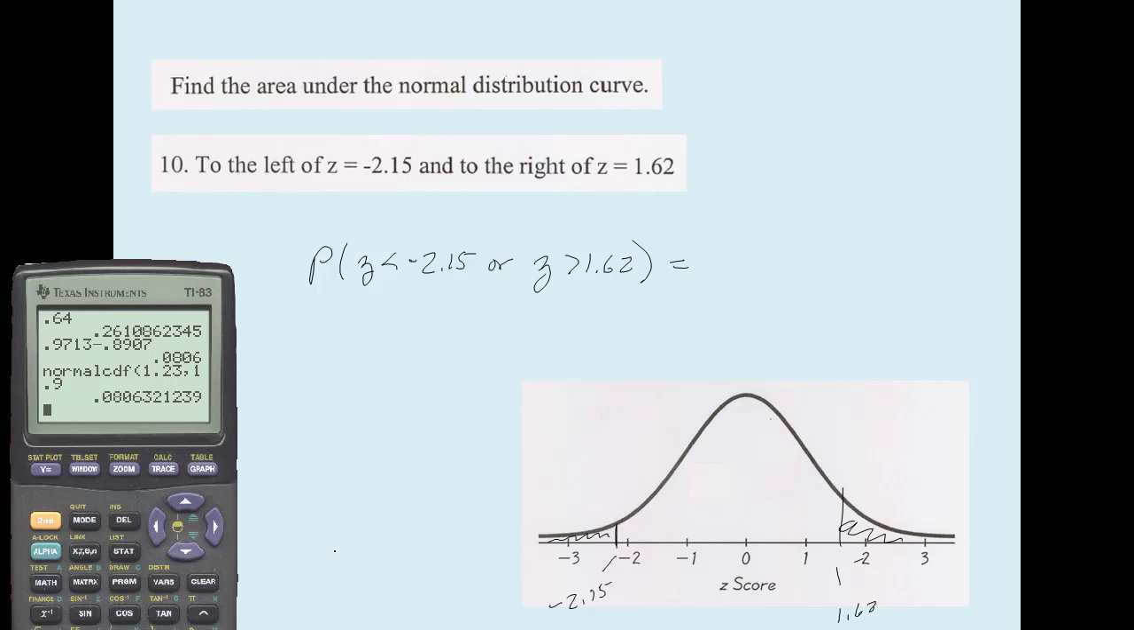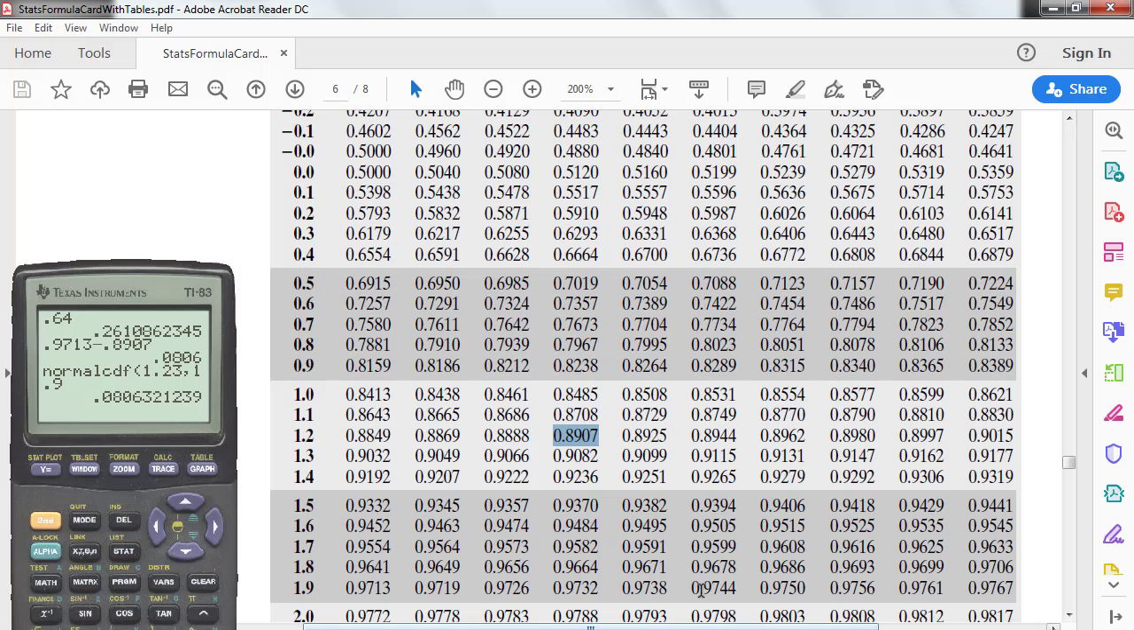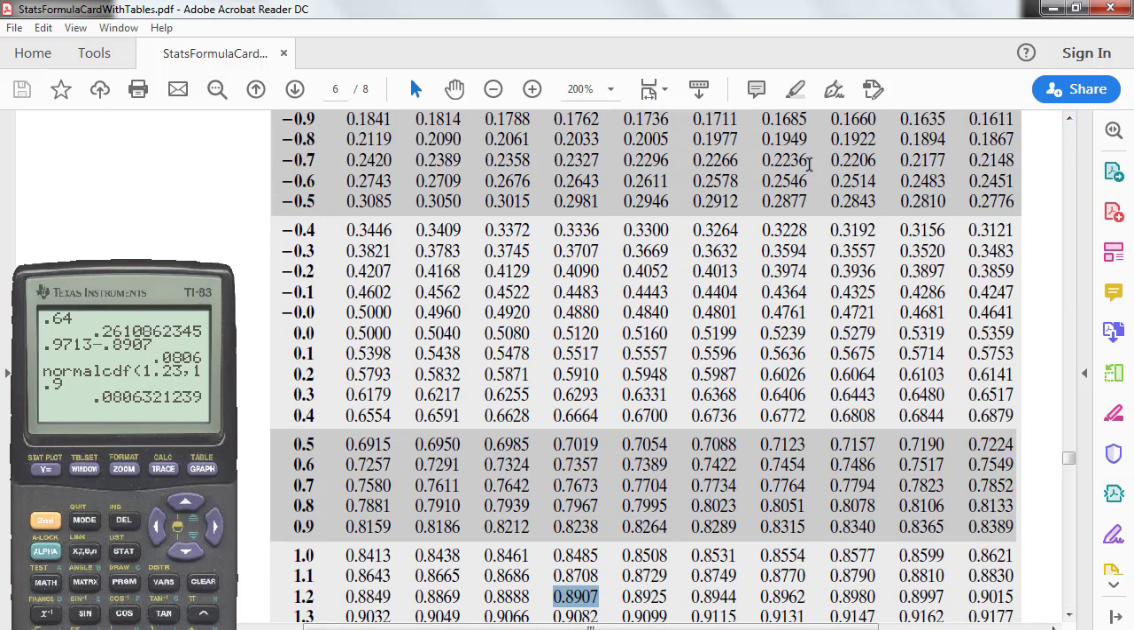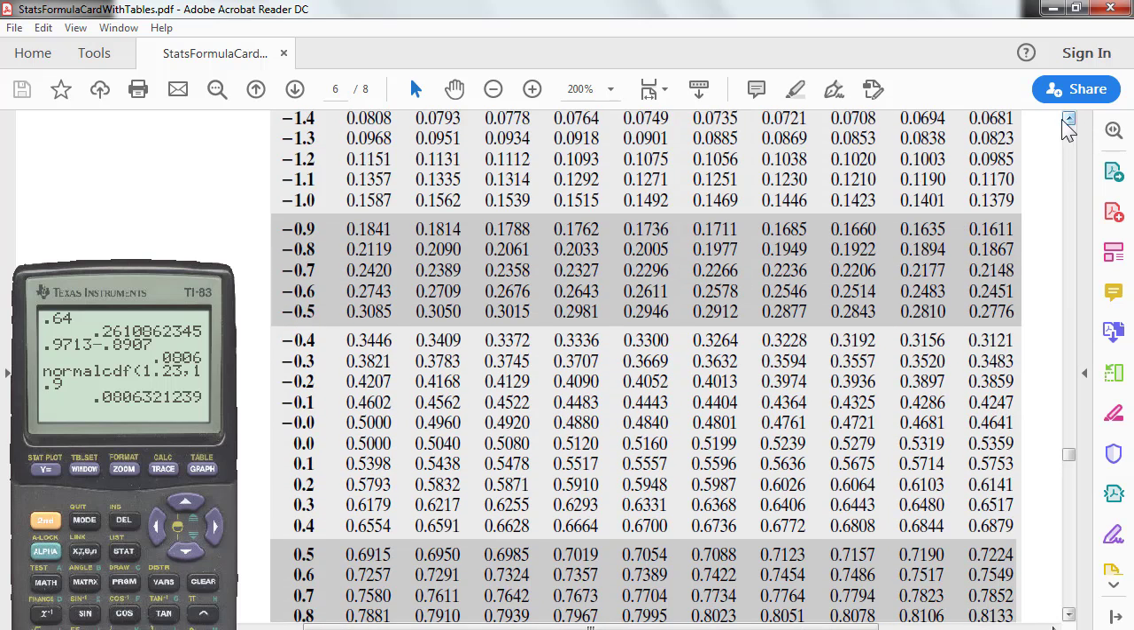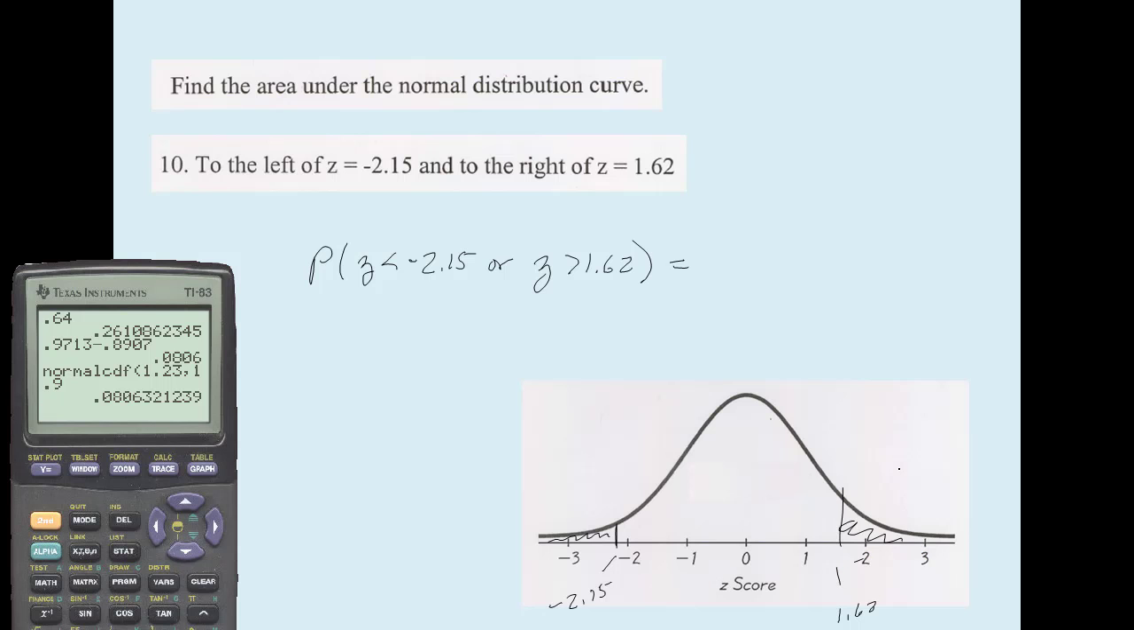So I'm going to use the table. Now remember, I can look up negative 1.62 and get that area right straight up. So I'm going to go up here and look up negative 1.62. A little bit more here. Negative 1.62 is 0526. So this area over here is 0.0526. And then I'm going to look up negative 2.15, so I'll go back to the table.